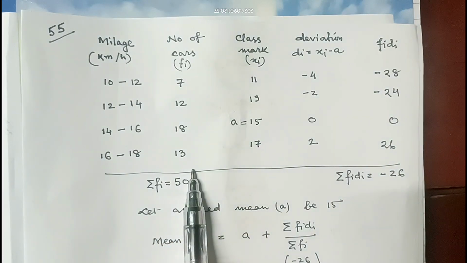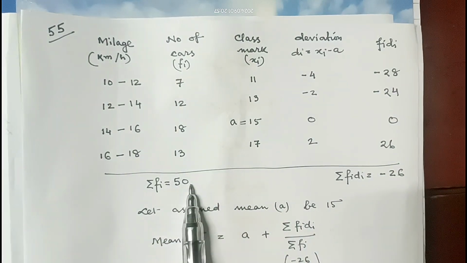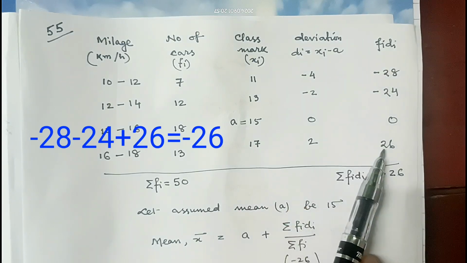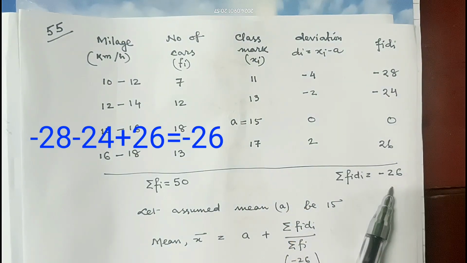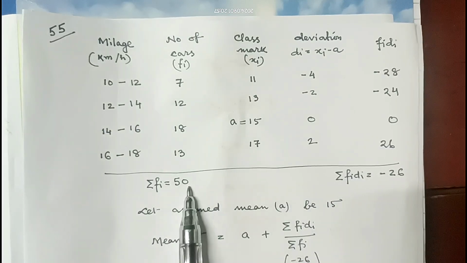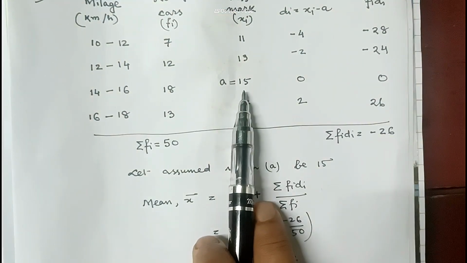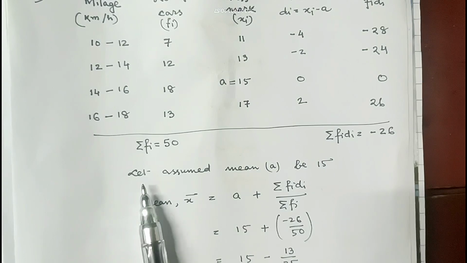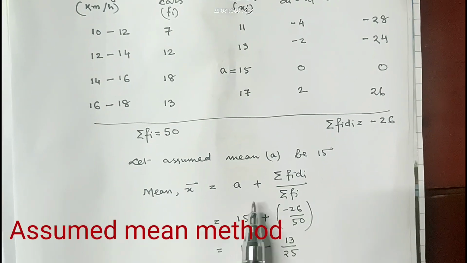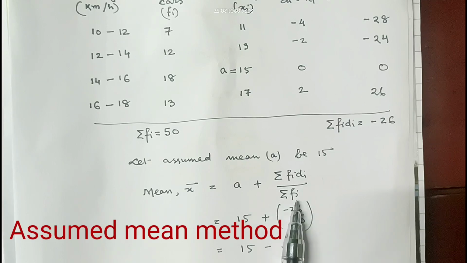Now if I add these frequencies, total frequency is 50. Here all the negative values we have to add together, then add with 26. So the result we got is minus 26. So we got summation fi di and summation fi. Here we have considered 15 to be the assumed mean, so we have to mention let assumed mean A be 15. Now the formula for mean is A plus summation fidi by summation fi.